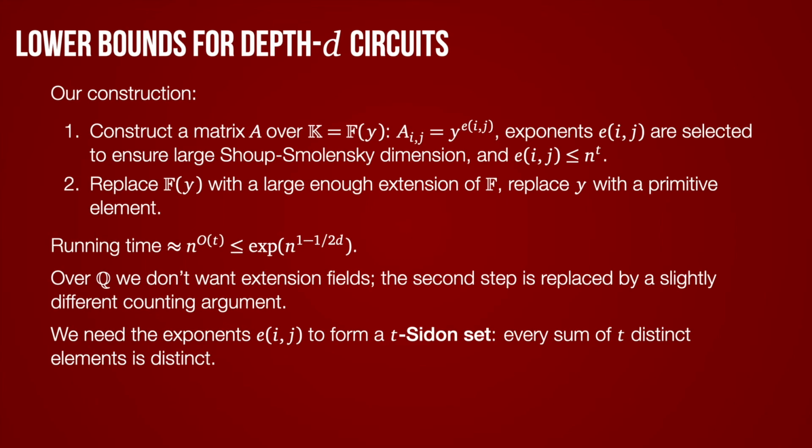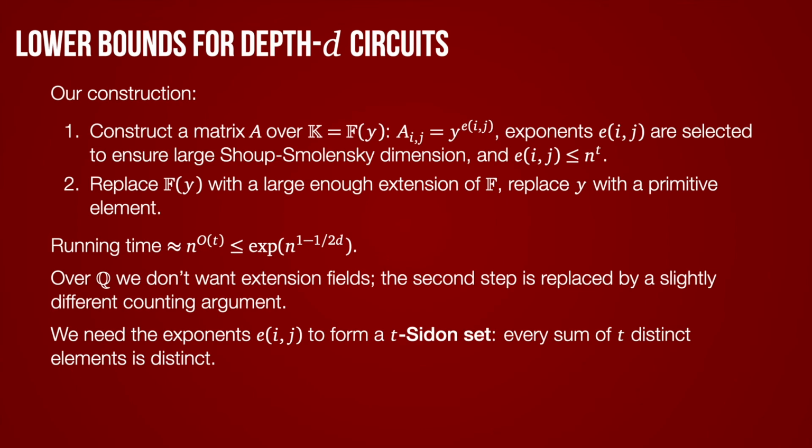The property we need the exponents to satisfy is that they will be what is called a t-Sidon set. This is a notion from algebraic combinatorics. What it means is that whenever you pick a subset of these elements of size t, and you sum the elements in that subset, the sum you get will be different from the sums of all other subsets of size t. It's very easy to construct such a set if you just take distinct powers of 2, and then you would even have the stronger property that the sum of every subset is distinct.